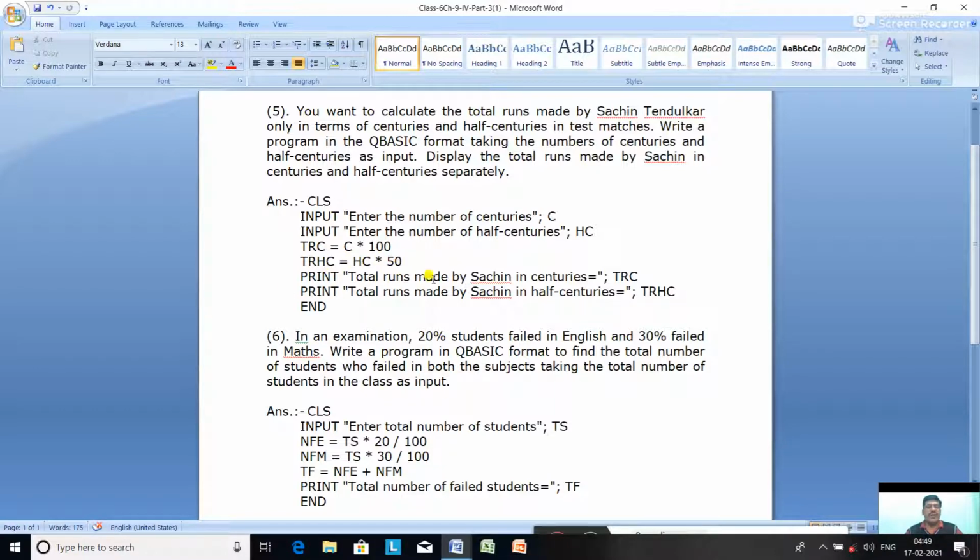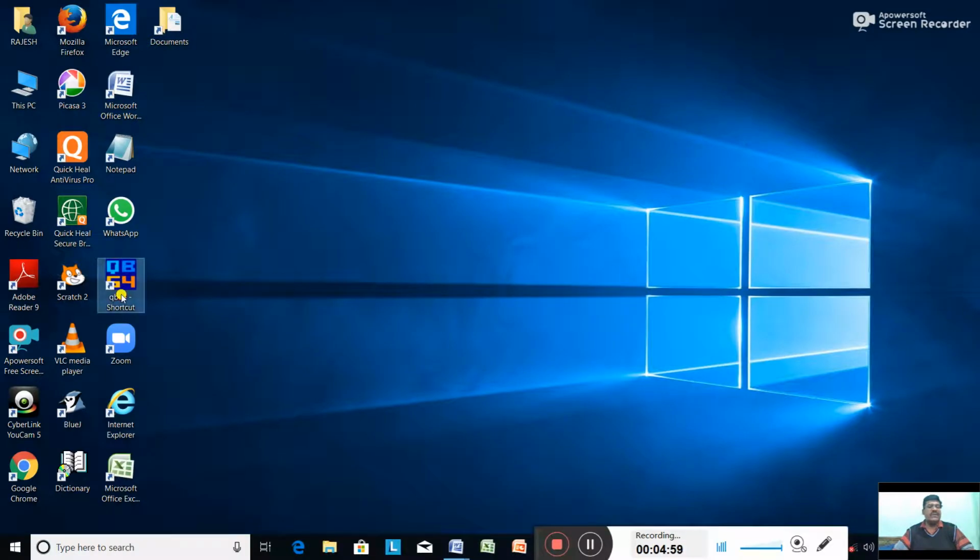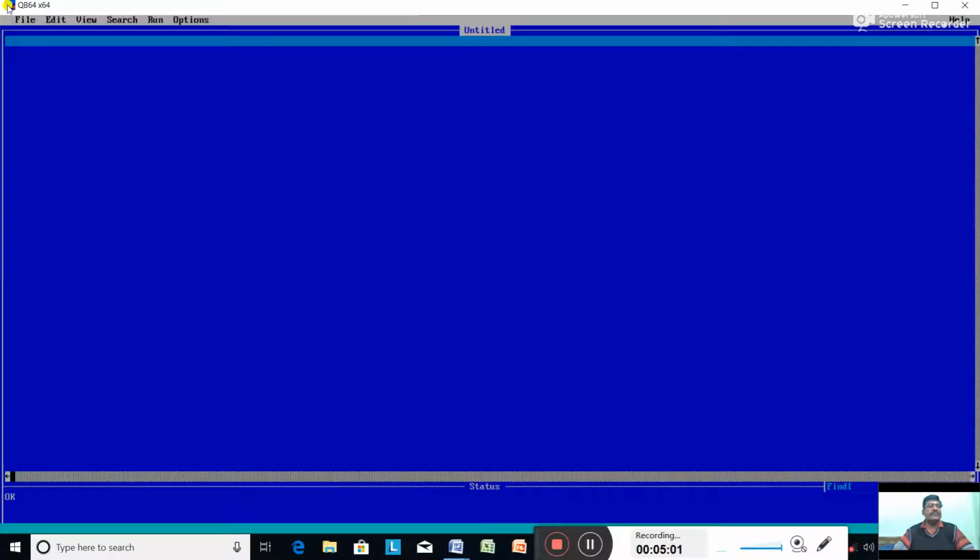Now print total runs made by Sachin in centuries equal to TRC and print total runs made by Sachin in half century equal to TRHC. Okay. Now let us see the program. Check the output.